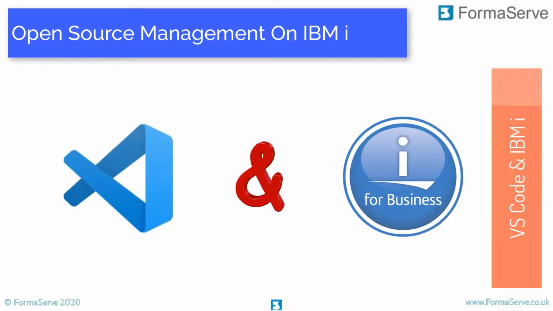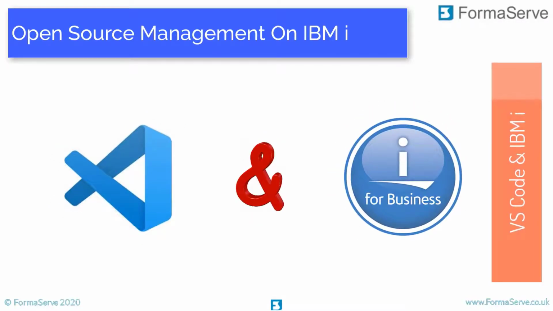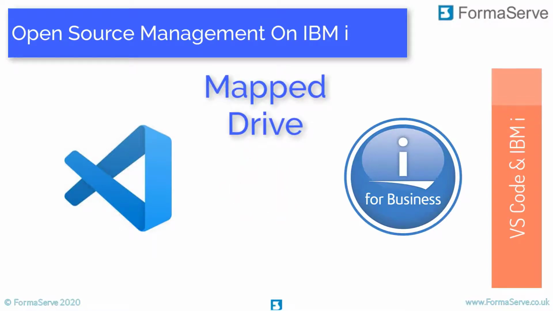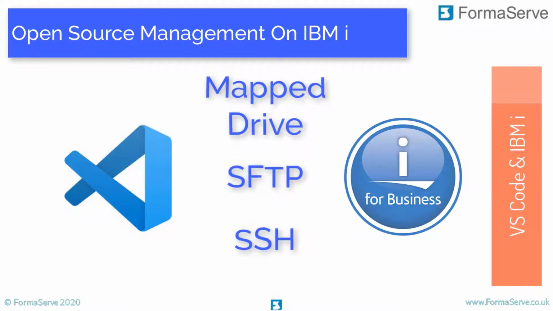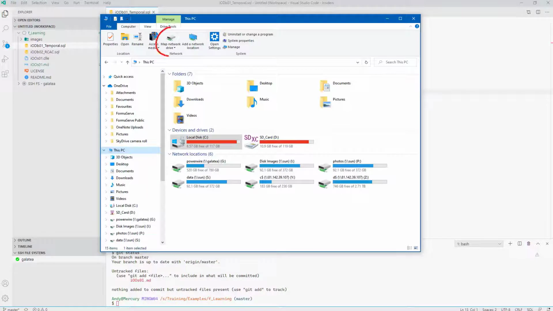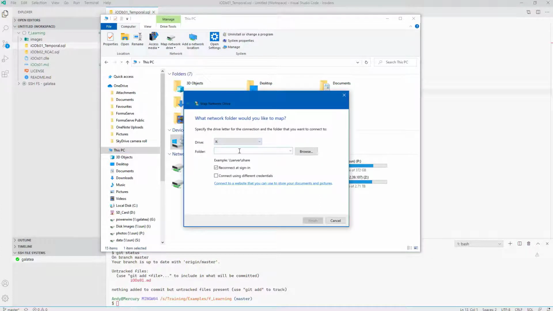So what options do we have for connecting to the IBM i then? We have three connectivity options. The first one is mapping a drive within Windows. The second one is using SFTP. And the third one is using SSH. Let me go through each of these with you. We can map a drive to our IFS and then open it up in code. Nice and easy. We'll take a look at that.